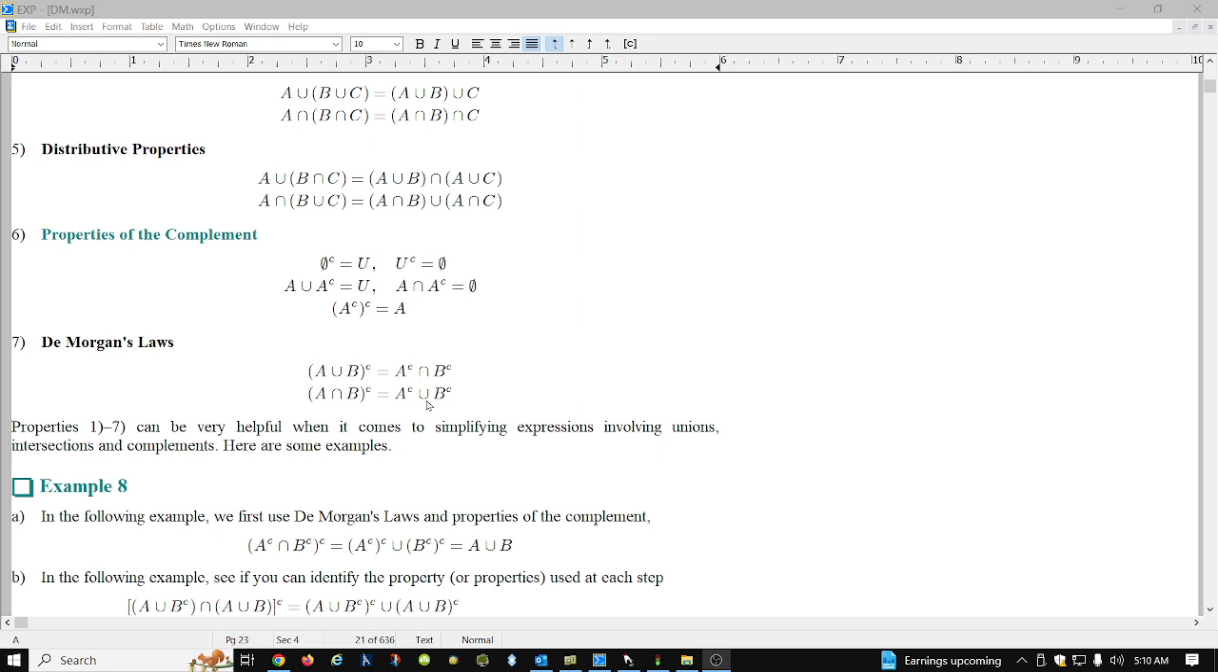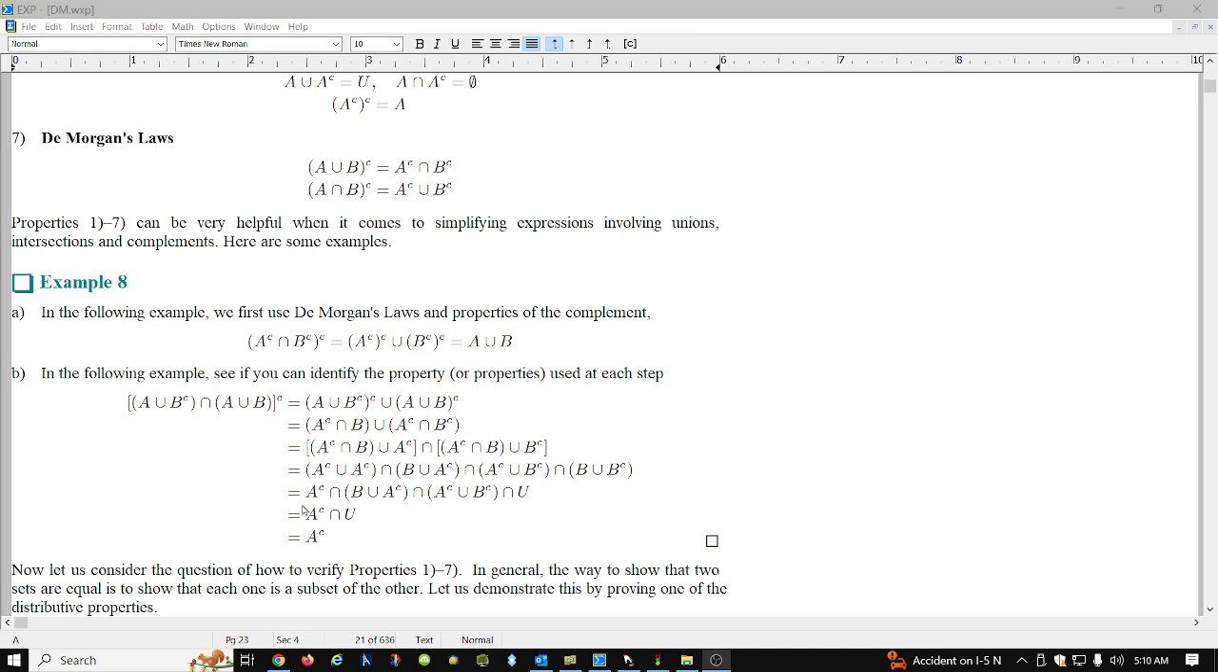I would strongly urge you to think about this until it makes sense to you. Draw some Venn diagrams if that helps, because you do not want to make the mistake of preserving the union or the intersection on both sides. You have to swap the two operations.